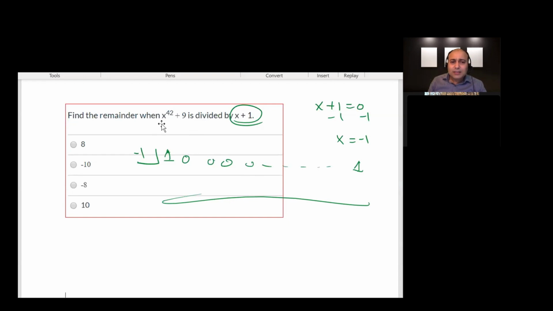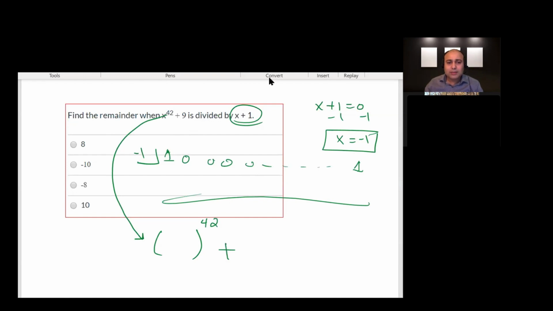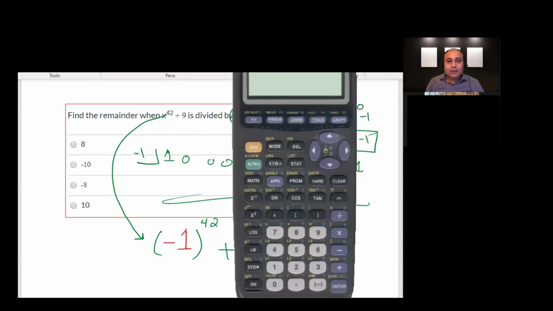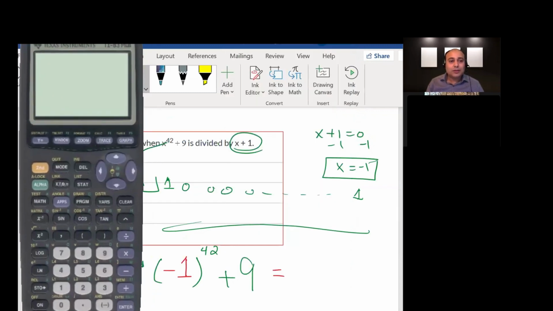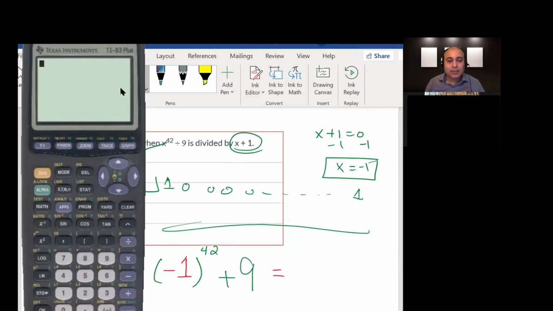Okay. So if I substitute that, I got x equals -1. I will copy my equation down here. X to the power of 42 plus 9. What is x? X is -1. When x is -1, -1 to the power of 42, because 42 is positive. Oh, wait a second. Listen to this carefully. I'm going to show you my calculator here. This is a very common mistake. Tons of students, very smart students, make this mistake.